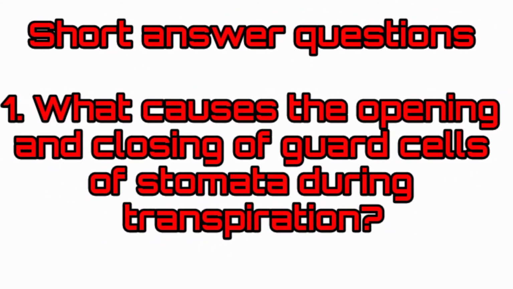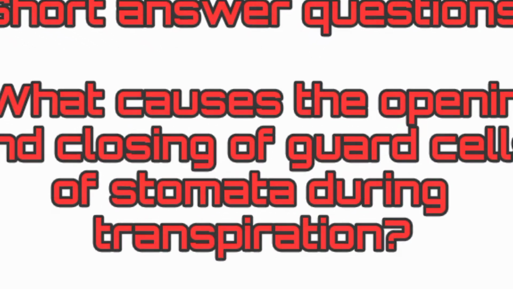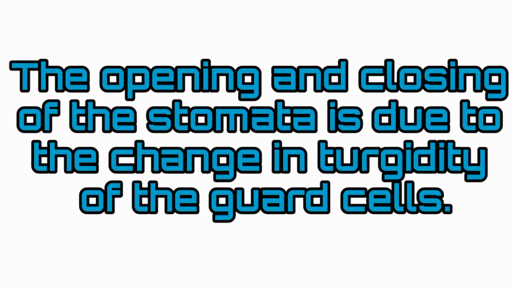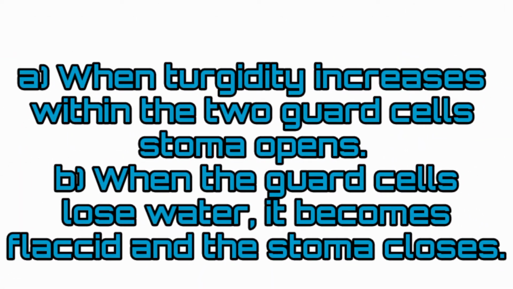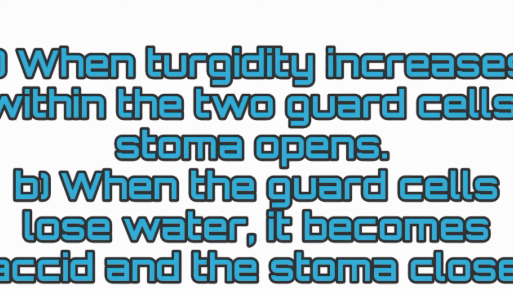Short answer questions. What causes the opening and closing of guard cells of stomata during transpiration? The opening and closing of the stomata is due to the change of turgidity of the guard cells. When turgidity increases within the two guard cells, the stoma opens. When the guard cells lose water, they become flaccid and the stoma closes.